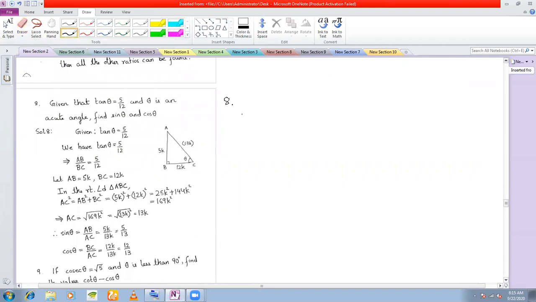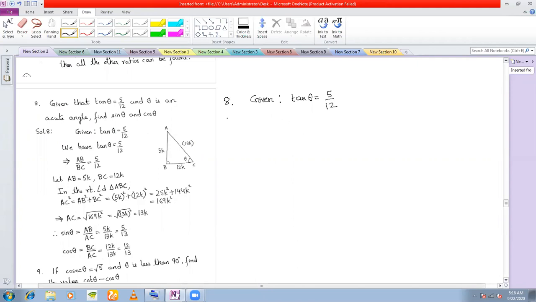The question here is, given tan theta is equal to 5 by 12 and theta is an acute angle, find sine theta and cos theta. This time tan is given and you need to find sine and cos. So we'll proceed as I told you in method 1 above. Given tan theta is equal to 5 by 12. Now I told you that even if one of the ratios is given, you can find all other ratios. So if tan theta is given, we can definitely find sine theta and cos theta very easily.